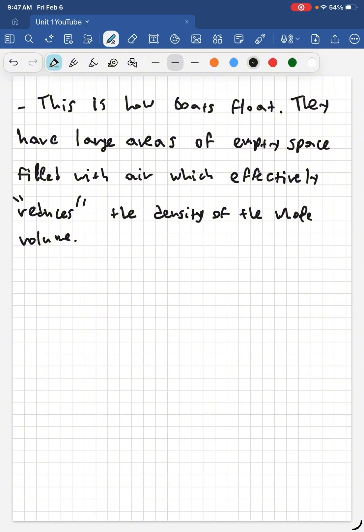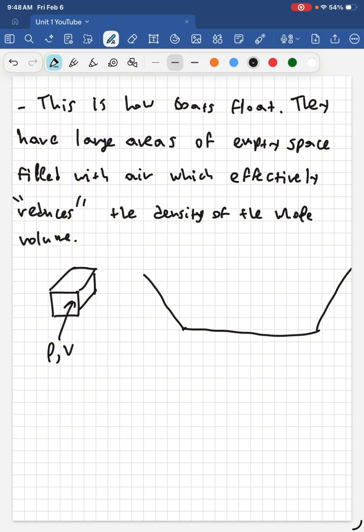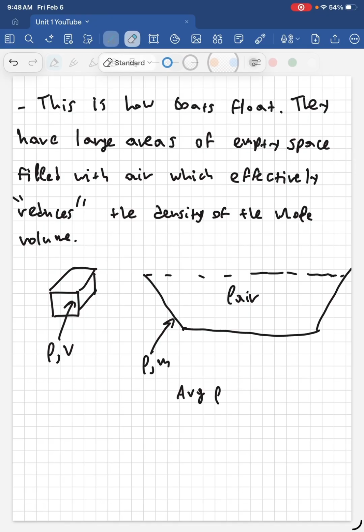Let's do one more thing before showing the simulation. Again, this was our initial cube with some density and some volume, and then we cast that cube into this shape. So this is the density of air. So the average density is smaller than before. Actually, let's just write: it is small.